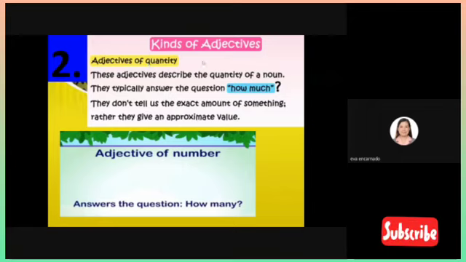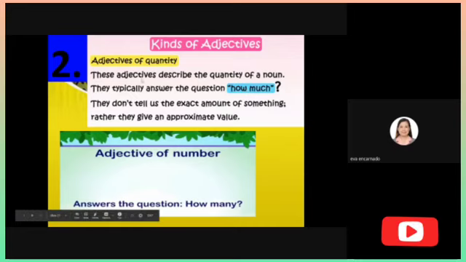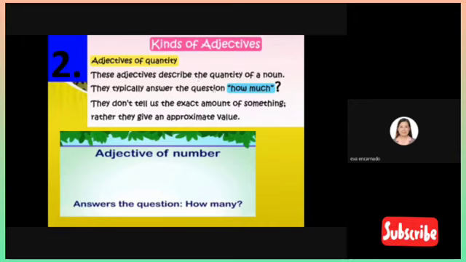Adjectives of quantity. Okay, tapos na tayo sa quality. Quality kasi yung description, di ba? Adjectives of quantity, we are talking about how much. Okay, quantity. Pag adjective of number naman, how many. So let's start answering how much muna. How much. The adjective describes the quantity of a noun. They typically answer the questions how much. Okay, when we say how much, they don't tell us the exact amount of something. Rather, they give an approximate value or the precise value. Okay? So, let's see.